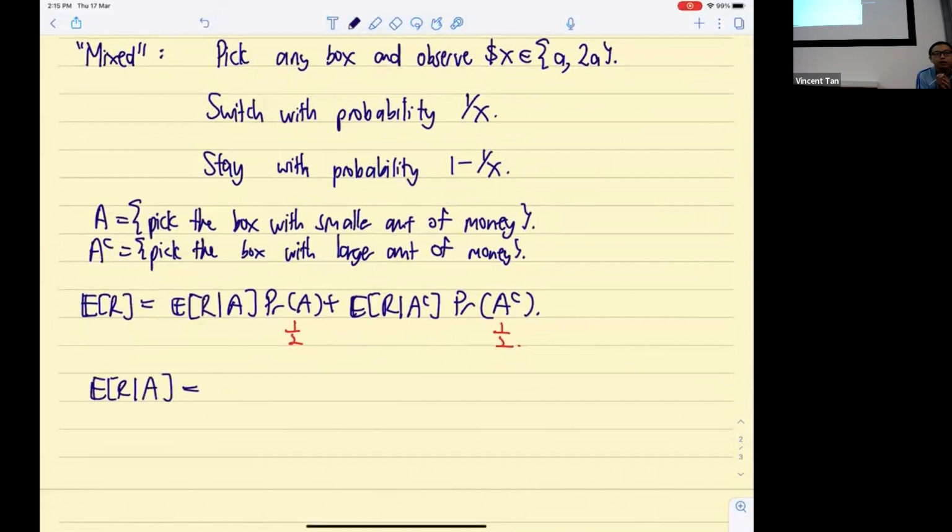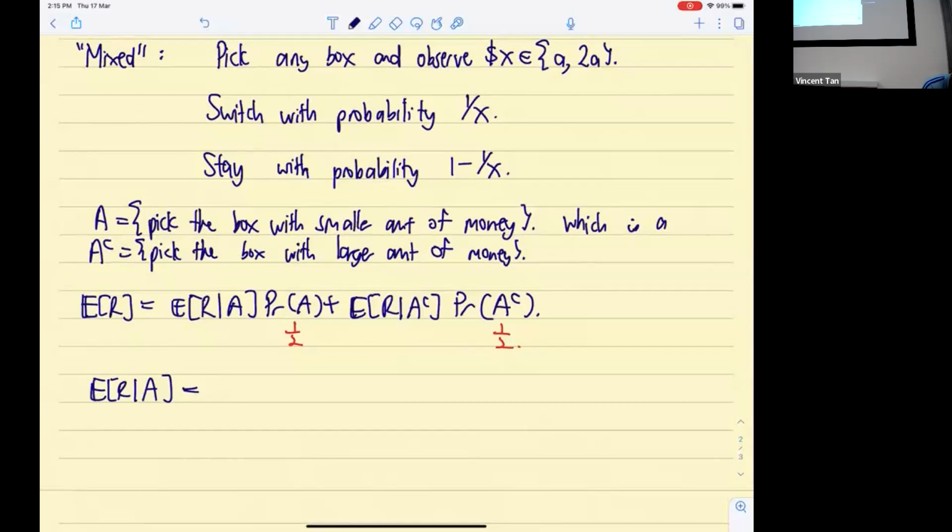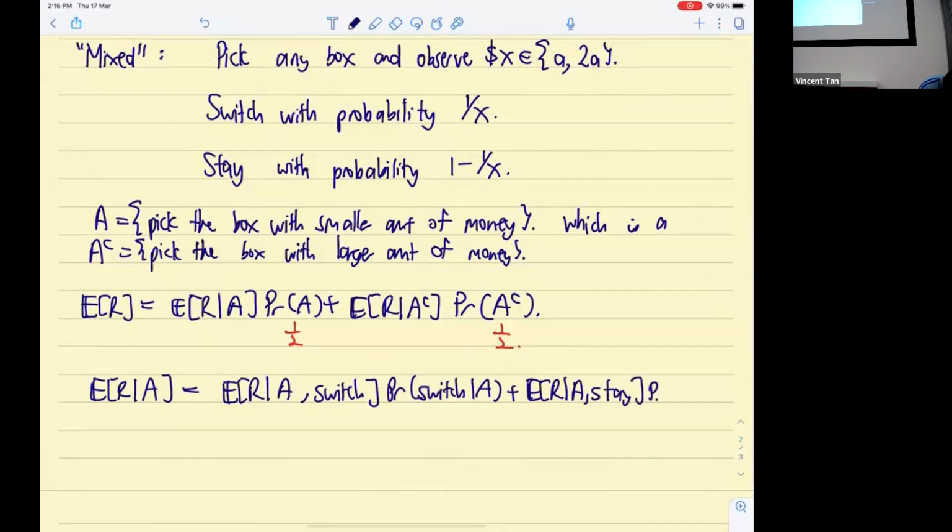What is the meaning of this one here? That means we pick the box with the smaller amount of money, which is A. So what is this quantity? By the law of total expectation, it is the probability of switch given A, times the expected value given A and switch, plus the probability of stay given A, times the expected value given A and stay.